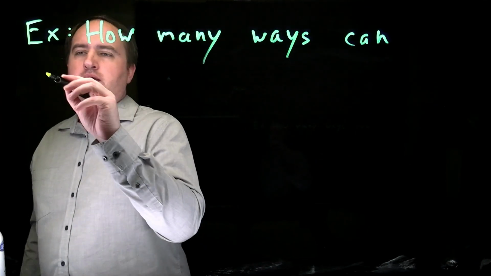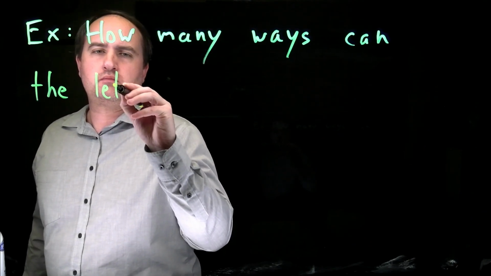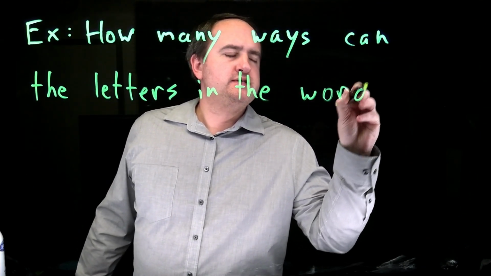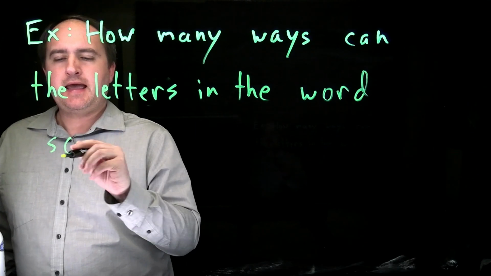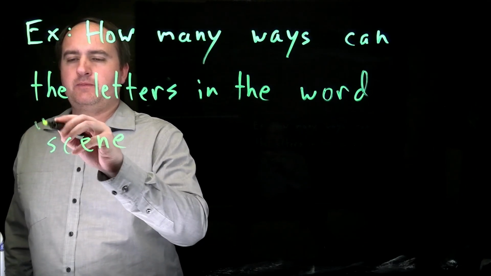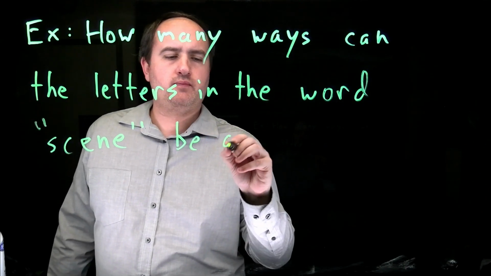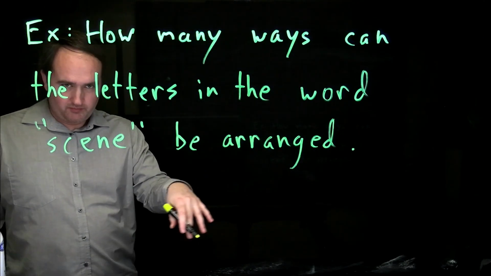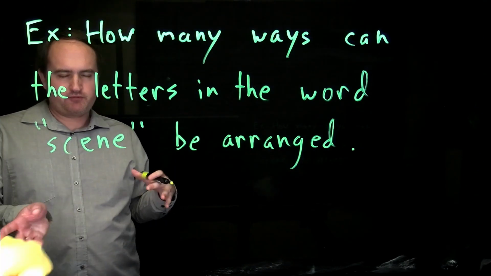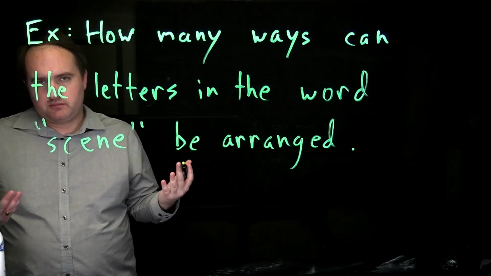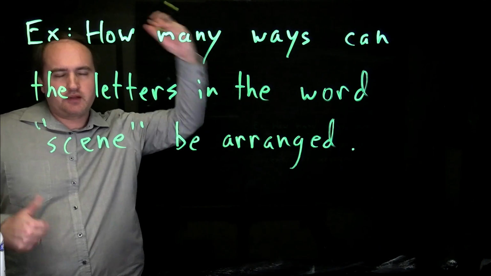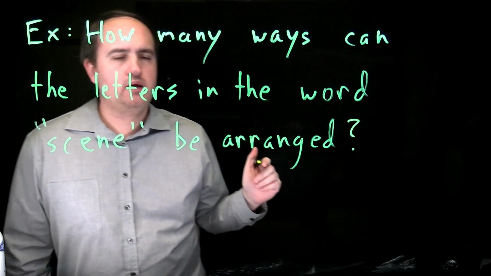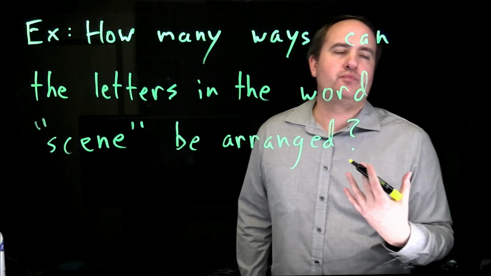So how many ways can the letters in the word seen, and by seen I mean SCENE, be arranged? And obviously when they say arranged, they mean in order, because when you're arranging letters for a word, the order does matter, right? The first letter, the second letter, the third letter, and so on. Okay, so to answer this question, we're going to be using the rule that we were just talking about.